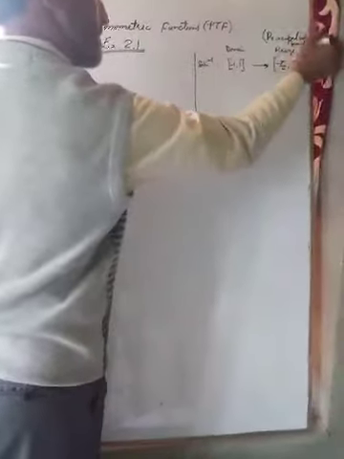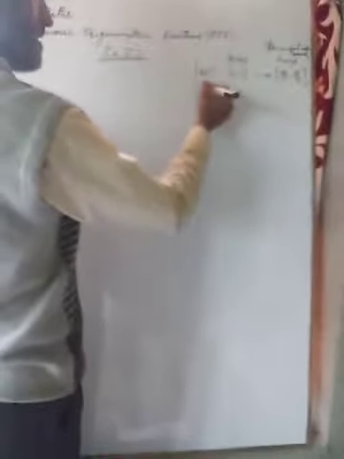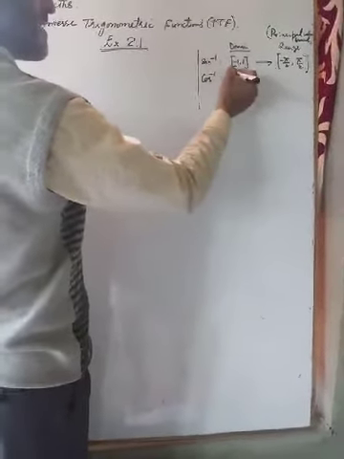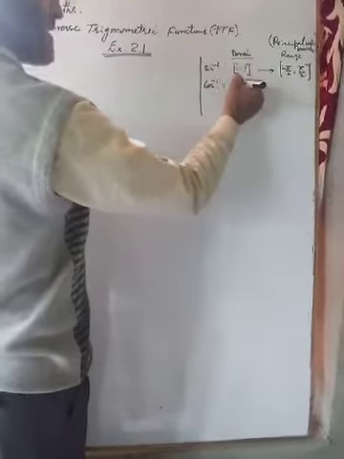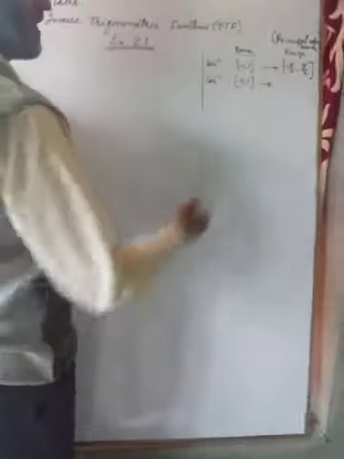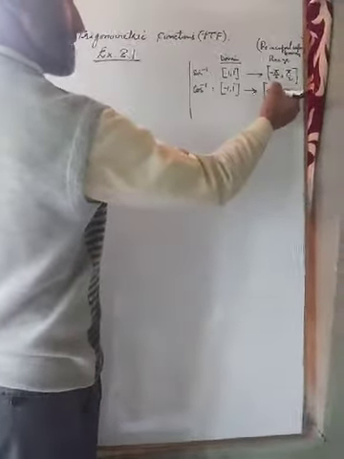This is the principal value branch, this is the domain. And similarly the cos inverse function, its domain is the closed interval -1 to 1, and its principal value branch or range is the closed interval 0 to π.